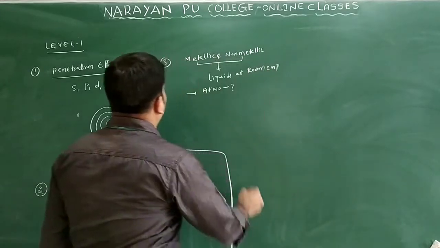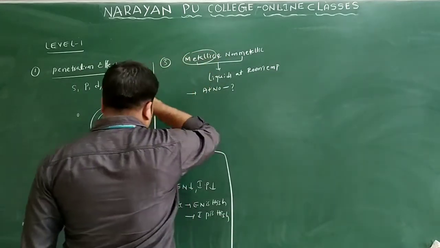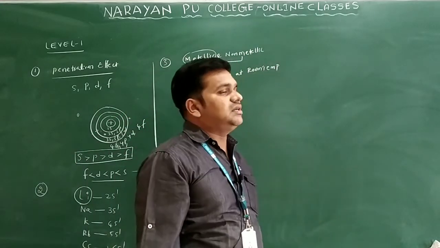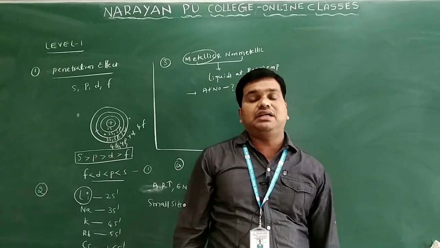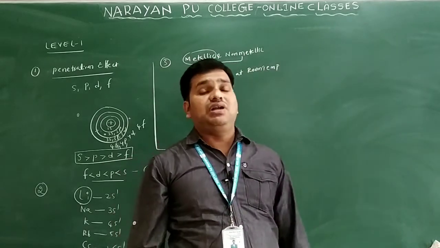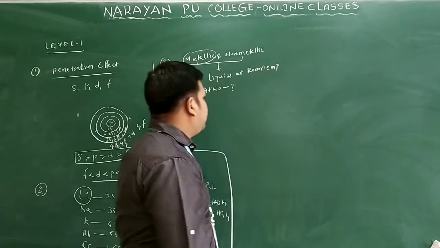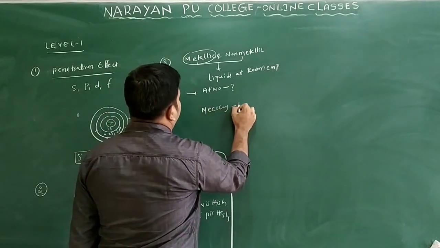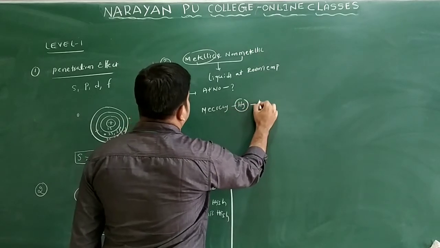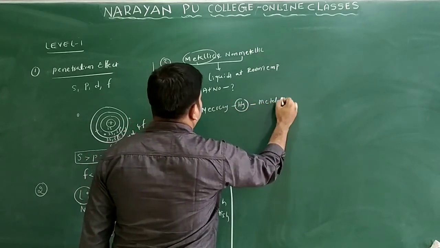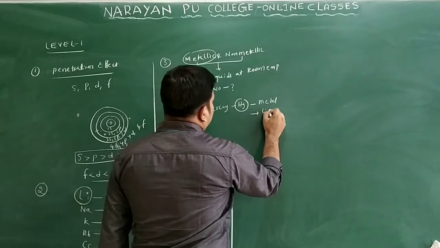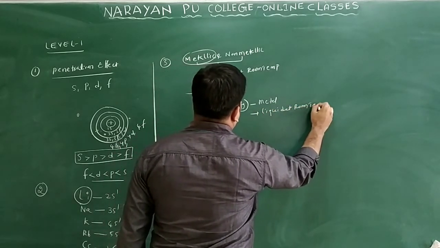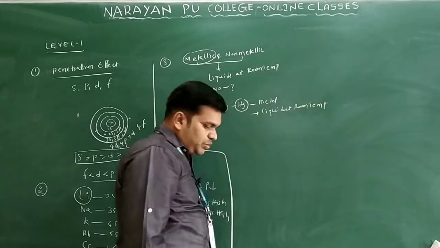Coming to the metals: generally most metals are solids at room temperature, but some metals are liquid at room temperature. Particularly, the metal that is liquid at room temperature is mercury only. The symbol of mercury is Hg. It is a metal, but liquid at room temperature.